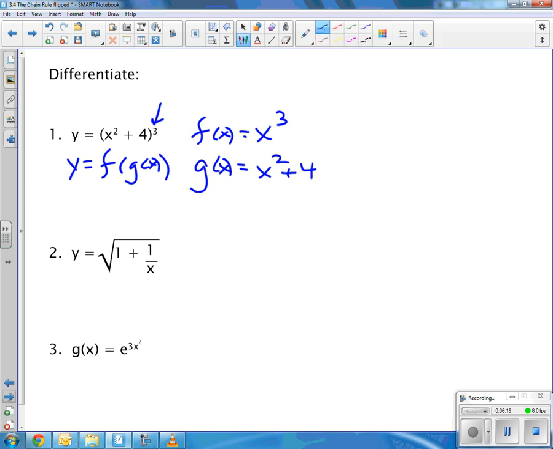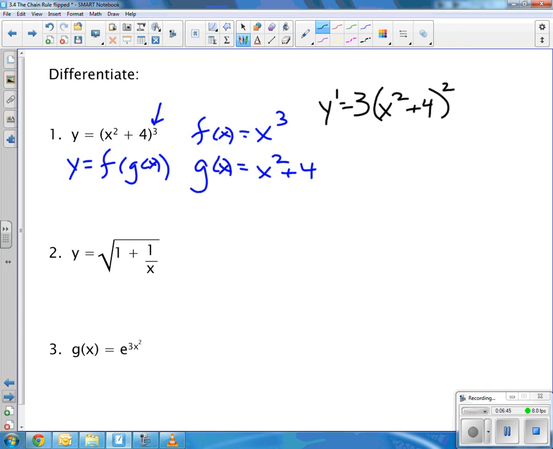So let me change up the color, go over to the right here. I got y prime equals. So I know that I'm going to need first my outer function. I'm going to take the derivative of that at g of x, so at my interior function. So derivative of f of x, since that's x cubed, is going to be 3x squared. But it's not x. It's 3 times (x squared plus 4) squared.